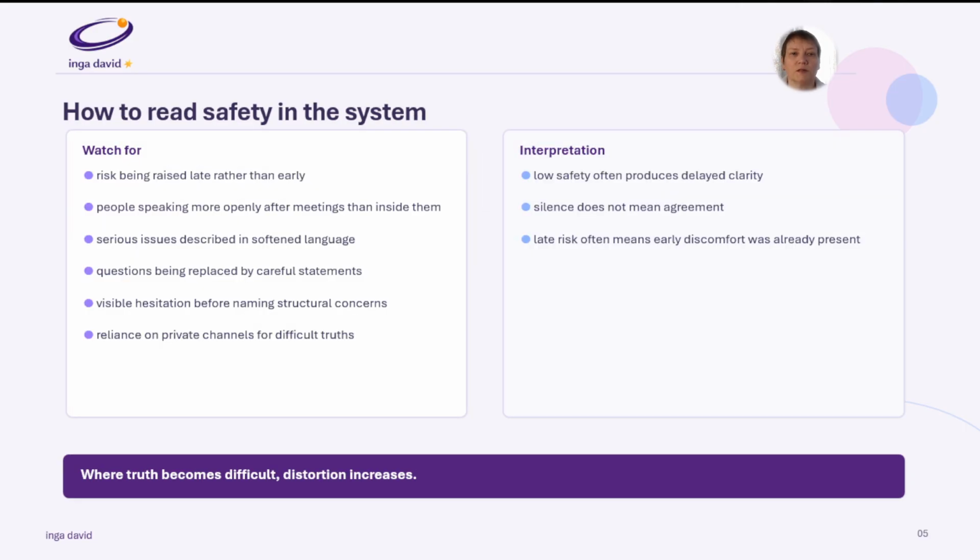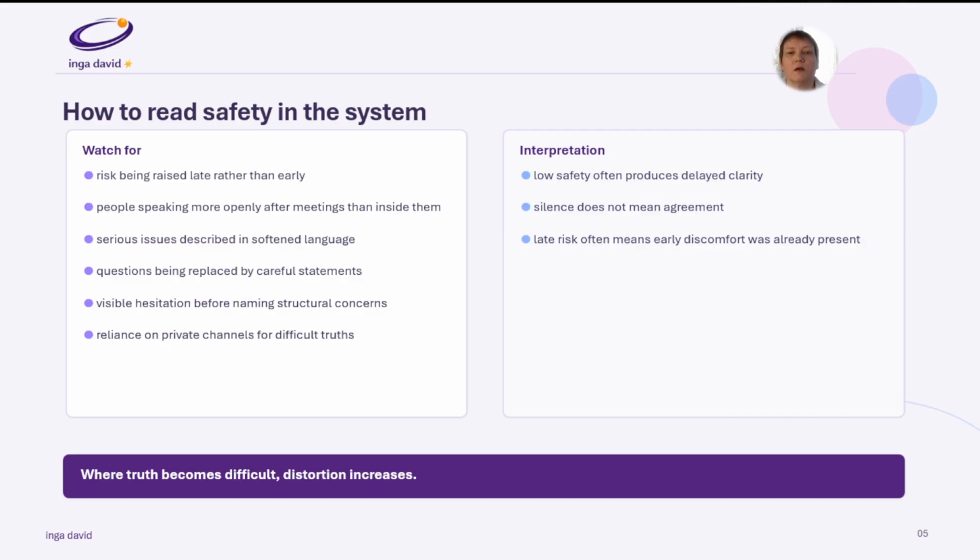How to read safety in the system? Watch for risk being raised late rather than early. People speaking more openly after meetings than inside them. Serious issues described in softened language. Questions being replaced by careful statements. Visible hesitation before naming structural concerns. Reliance on private channels for difficult truths.